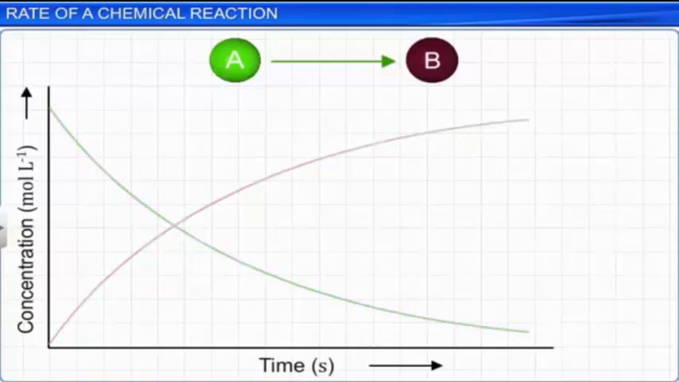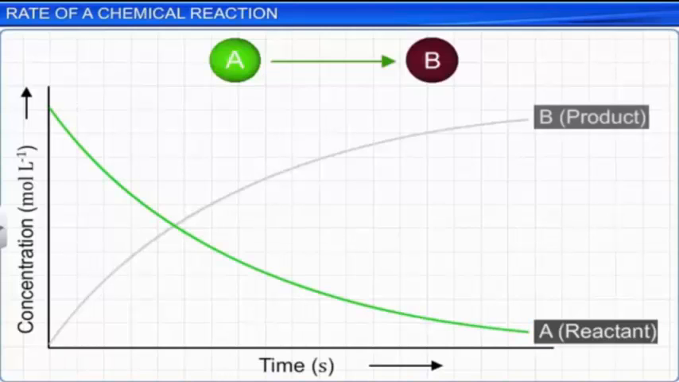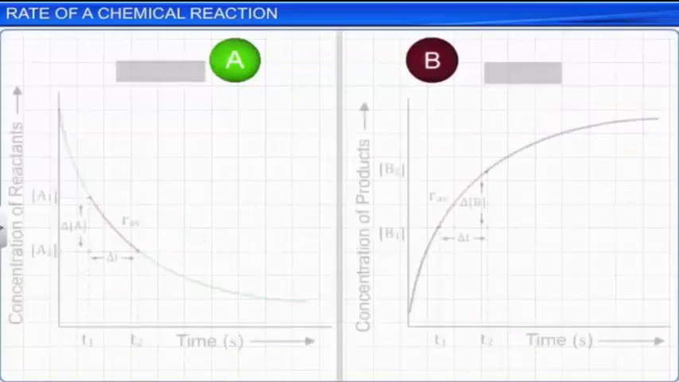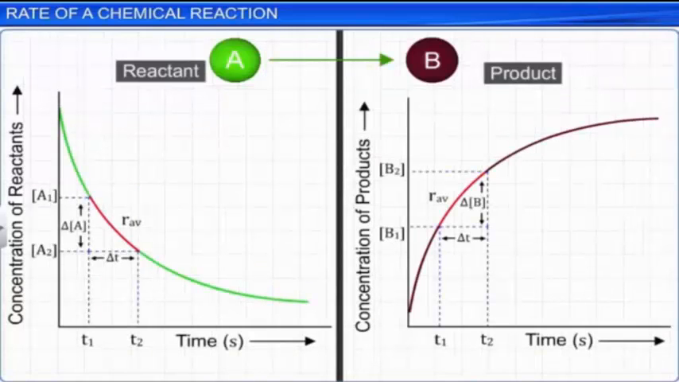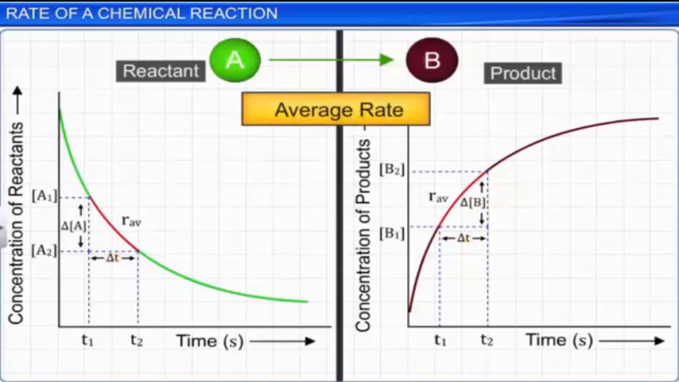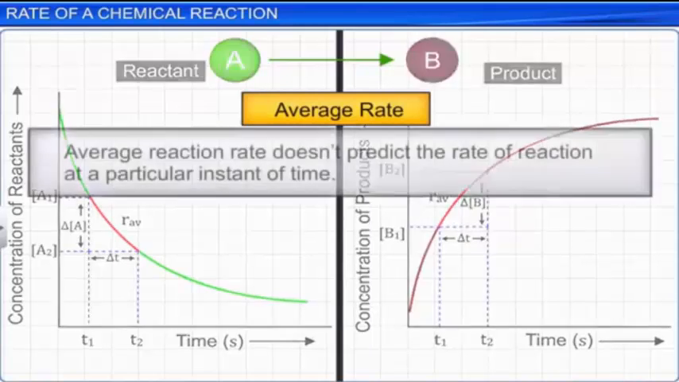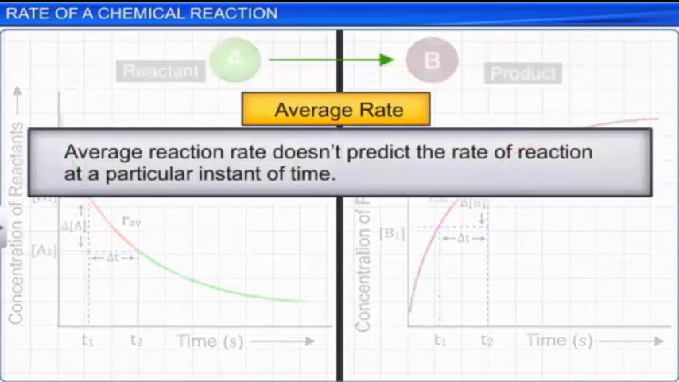From the graph, we can see that the concentration of reactant A decreases with time, while the concentration of product B increases with time. Note that the change in the concentration of the reactants and products and the time taken for that change to occur, as shown here, depicts the average rate. However, the average reaction rate doesn't predict the rate of reaction at a particular instant of time.